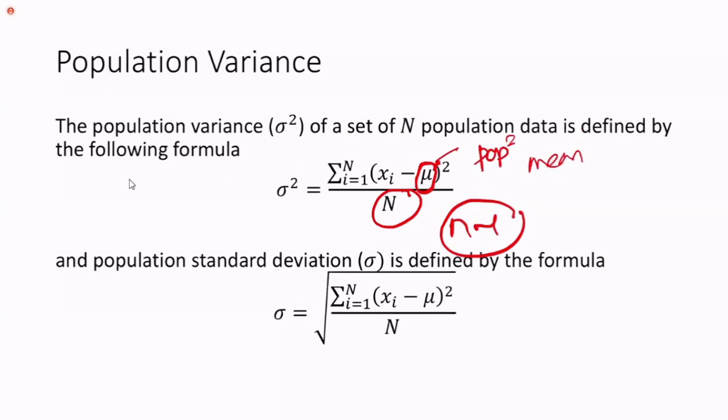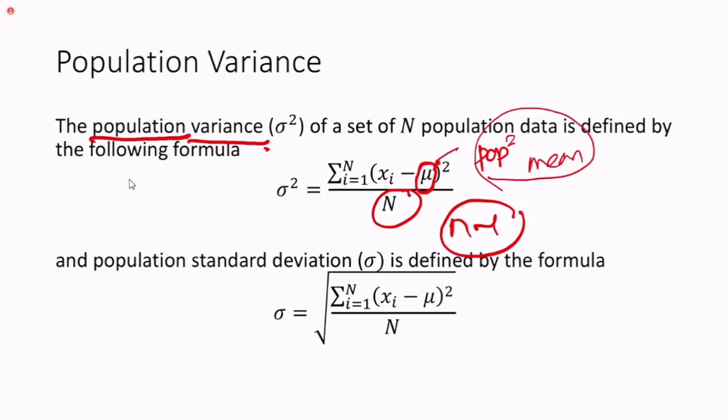So we just know if we have population data, we don't need to use the sample mean. Since we know the population parameters, we can use them to find the population variance. Therefore, if we have population data, we are going to find the population variance, not the sample variance. To find the population variance, we have to use the population mean, and this denominator should be capital N here, not n minus 1.